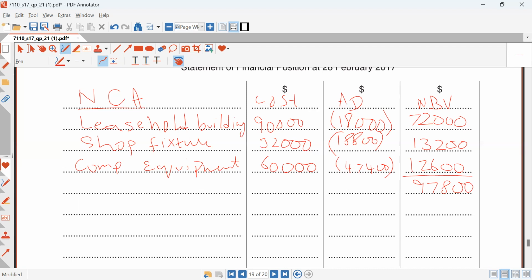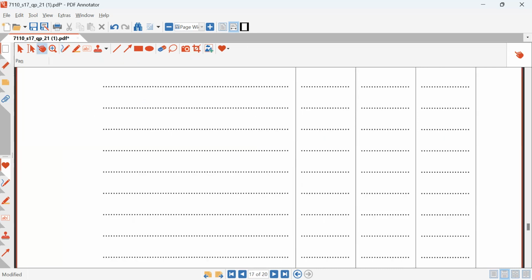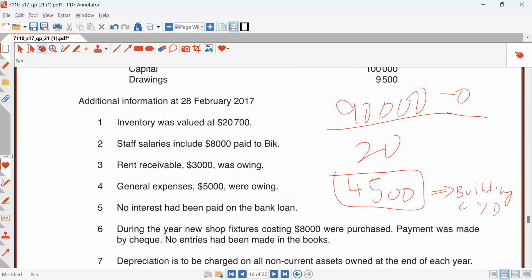After this, we have current assets. But let's see if there is any adjustment for current assets. Firstly, the examiner has given me the closing value. And we know that the statement of financial position is prepared for the year end. When the year ends, then we prepare the statement of financial position. So inventory is already given. Inventory at 28 February 2017 is our closing value. So 20,700 is going to be my closing value.